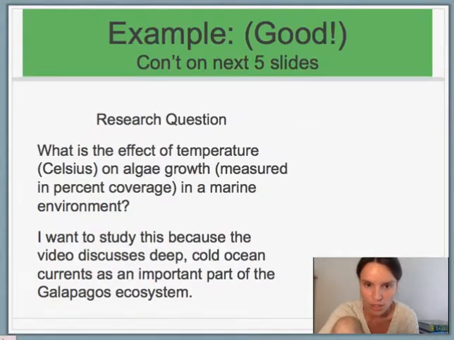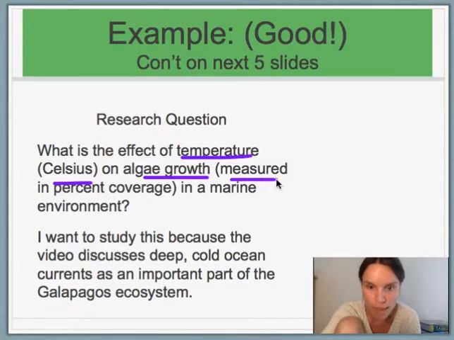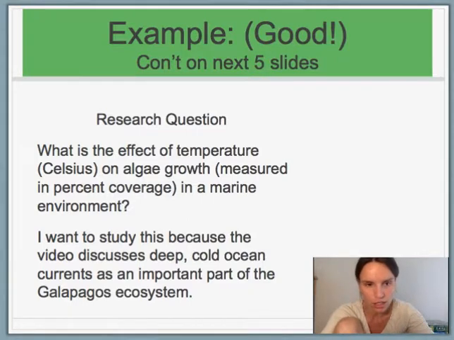We're going to look at a better question now. So not just what is the effect of temperature on plant growth, oopsies, but what is the effect of temperature in Celsius on algae growth measured in percent coverage in a marine environment? So I can read that question and have a much better idea of what the student wants to do for their information.